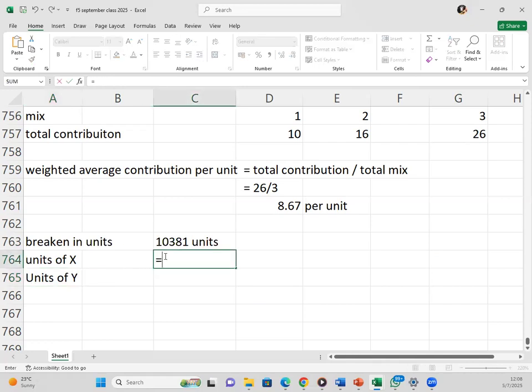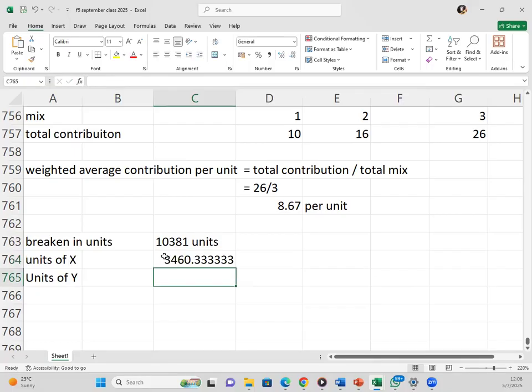So how do you do it? You split based on the ratio. You split based on the sales mix ratio. So the sales mix ratio was 1:2. So you want to split 10,381 in the ratio 1:2. So it means for X, it would be 1/3. Then for Y, it would be 2/3.